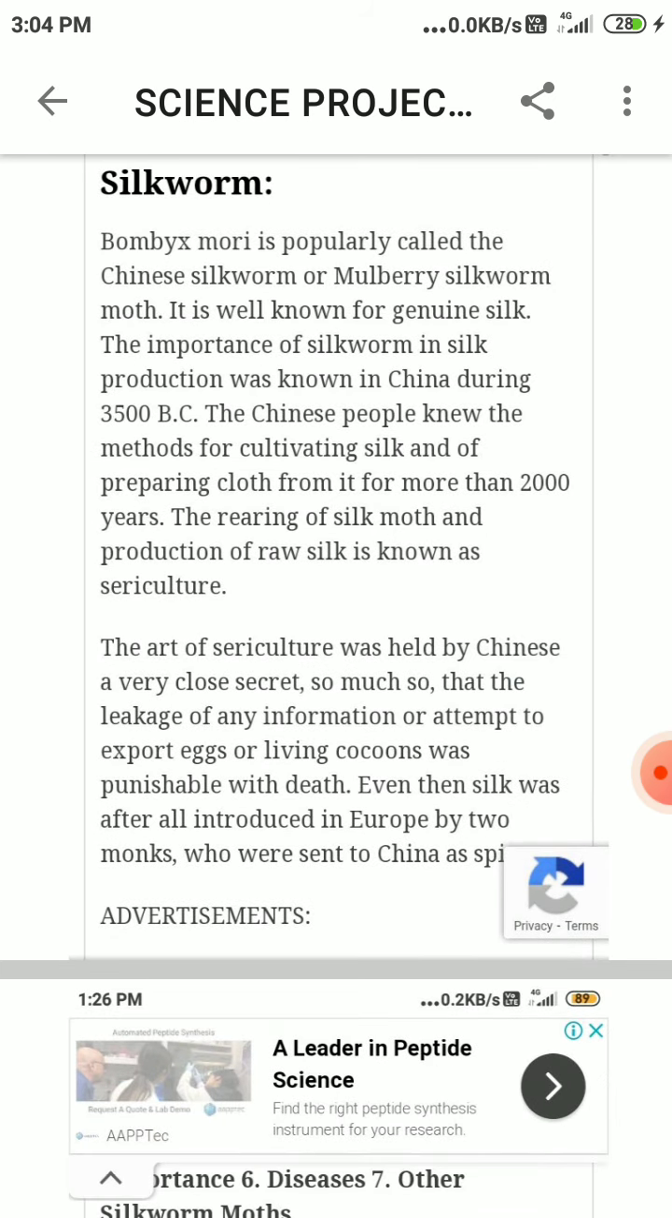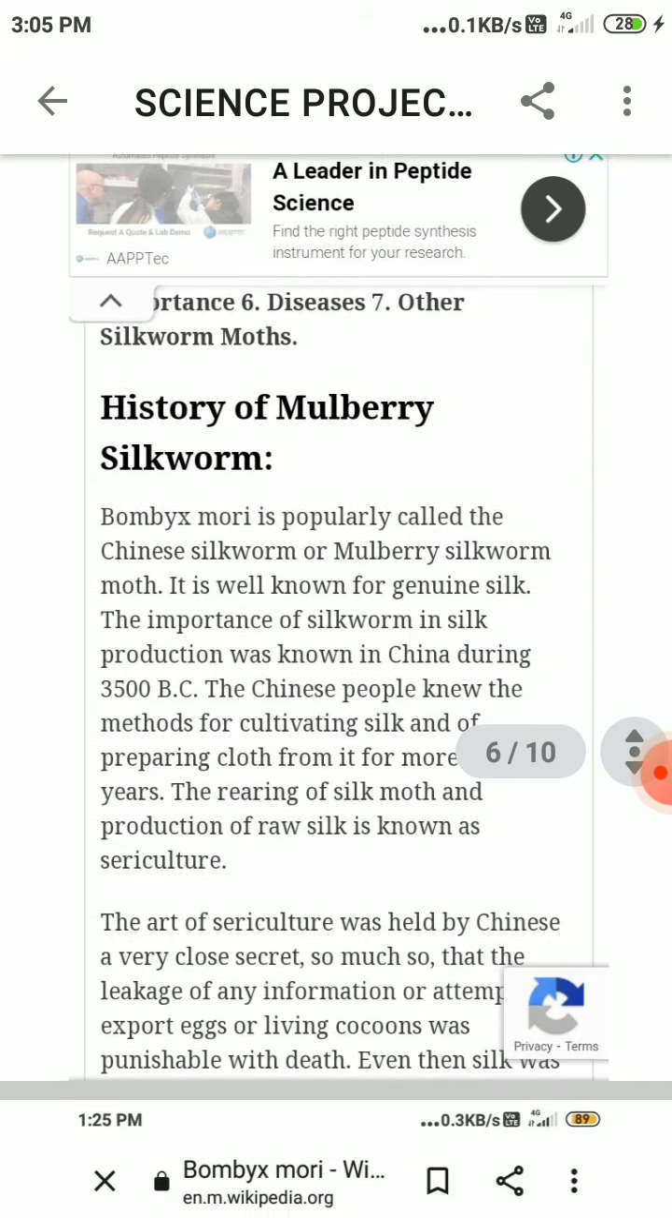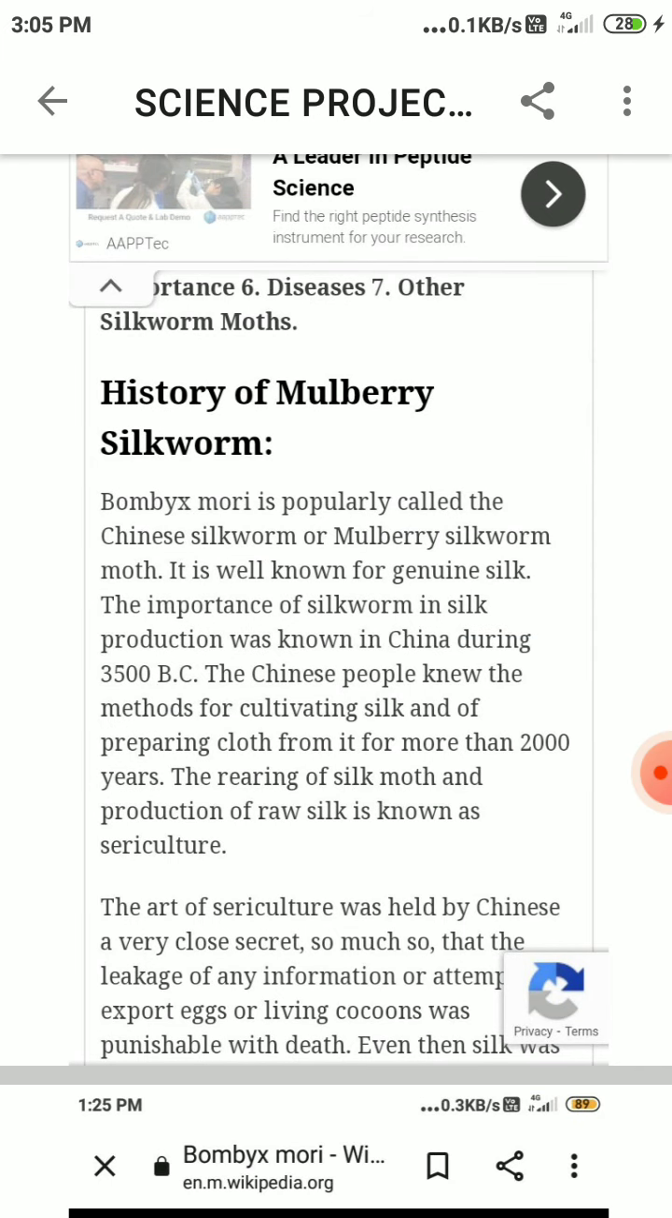The art of sericulture was held by the Chinese as a very close secret, so much so that the leakage of any information or attempt to export eggs or living cocoons was punishable with death. Even then, silk was eventually introduced into Europe by two monks who were sent to China. Bombyx mori is popularly called the Chinese silkworm or mulberry silkworm moth. It is well known for genuine silk.